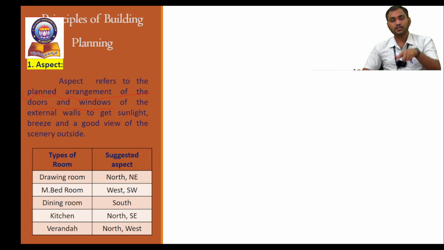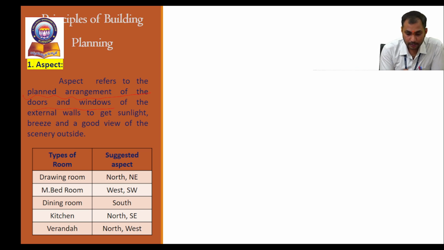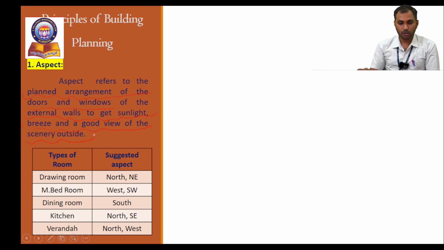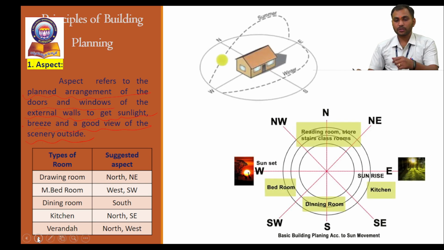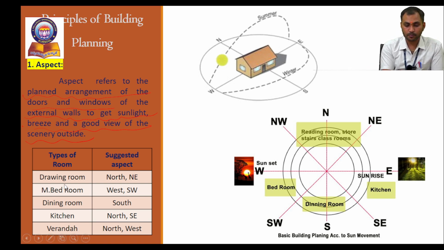As per Vastu Shastra, in the northeast corner, what rooms should be located? Nothing but a puja room, or a children's bedroom, or any office rooms, or any halls we can provide. So, give external walls to get sunlight, breeze and a good view of the scenery outside. This is the condition. The drawing room will be provided at the northeast corner or the north direction.